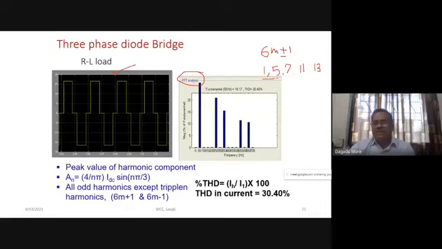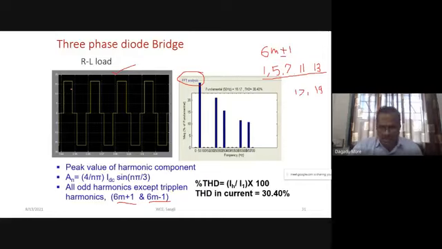So what is the harmonic spectrum? 6m plus 1 and 6m minus 1. We find the first four harmonics by putting m equal to 1 and m equal to 2. You can put m equal to 3, so 17 and 19, and so on. You can just make the list of the harmonics. So what is our concluding point here? The harmonics are all odd harmonics except triplen harmonics. So we can say that this quasi square wave contains all odd harmonics except triplen harmonics. Triplen means 3, 6, 9, 12.